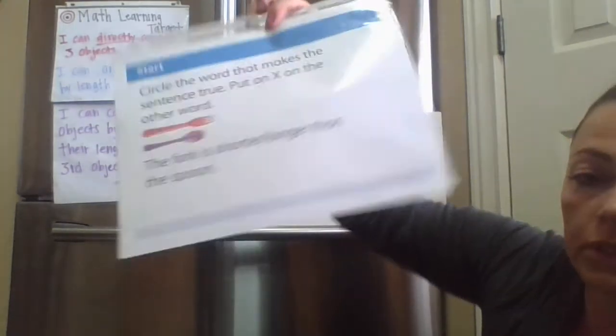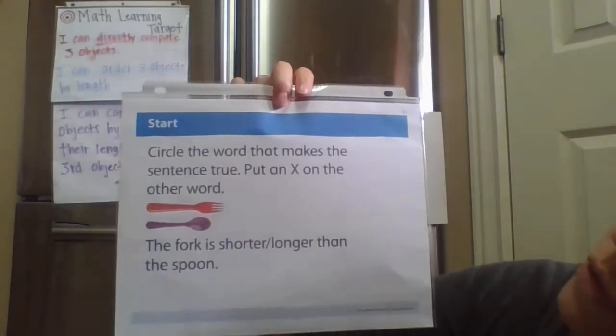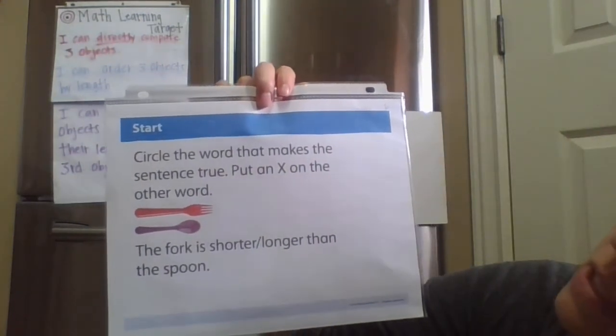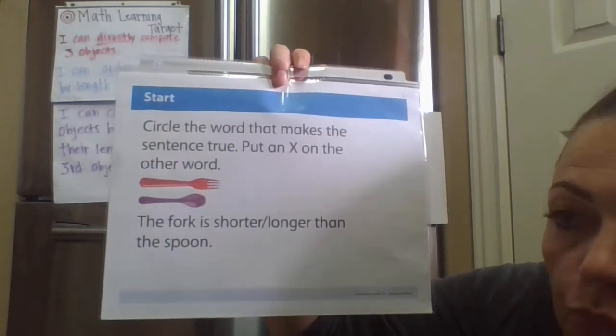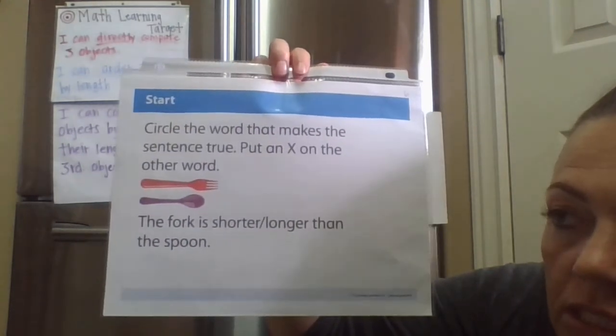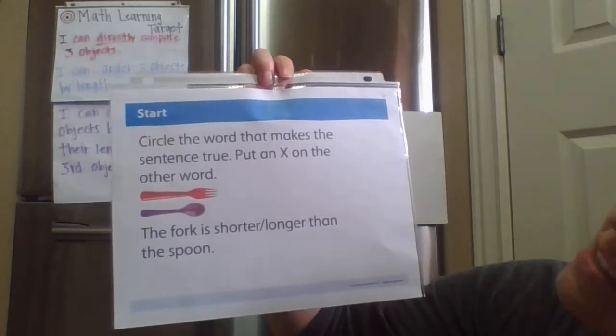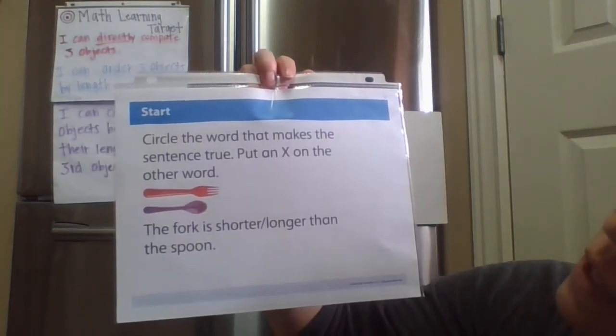Oh, let me read it to you. It says, circle the word that makes the sentence true. Remember what true means. That means that it's real, right? It makes the sentence be real. Put an X on the other word, okay?